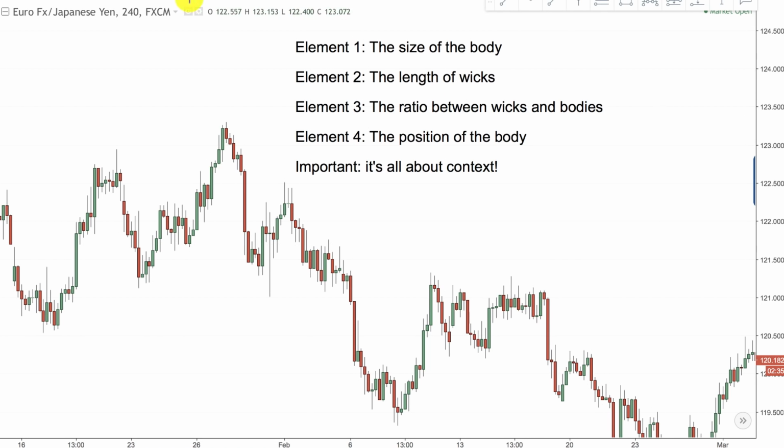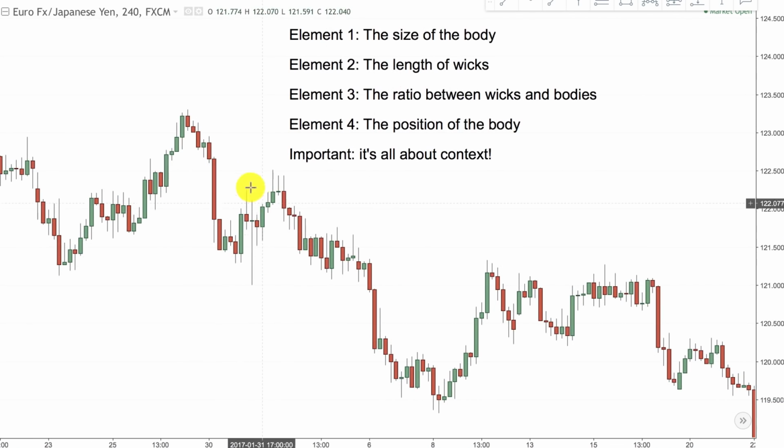So when we talk about candlesticks, there are four elements of a candlestick, and first I will go over this with you, and then we will take a look at a few chart examples and how to interpret price action. The first one is the size of the body, which means the candle from the open to the close, and the second is the length of the wicks or candle shadows, whatever you want to call that.